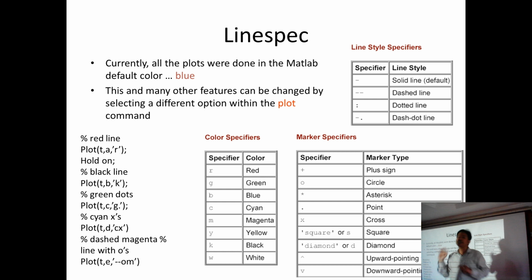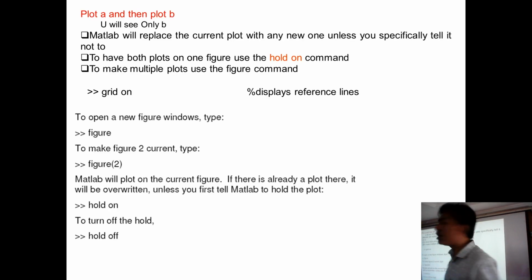So look at the command I have given here. For solid lines, I can use one hyphen symbol; dashed lines, two hyphen symbols; dotted lines, dot; dash dot. So many varieties are possible. And you can use the hold on command.